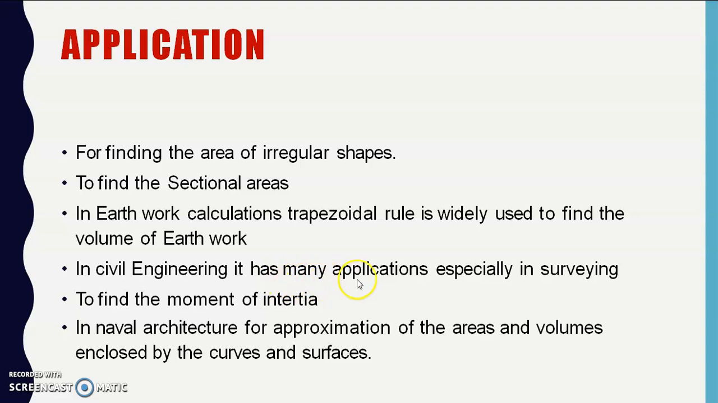In civil engineering, the trapezoidal rule has many applications, especially in surveying. To find the moment of inertia, we apply the trapezoidal rule. In naval architecture, for approximation of the area and volume enclosed by the curves and surfaces, we use the trapezoidal rule. These are some important applications of the trapezoidal rule.